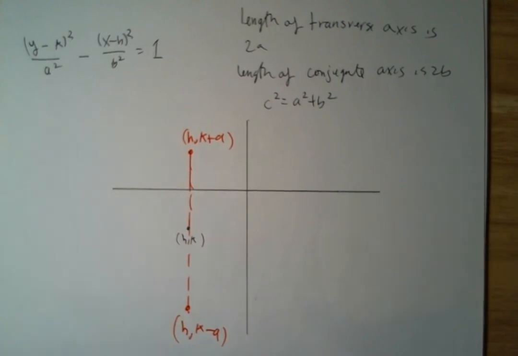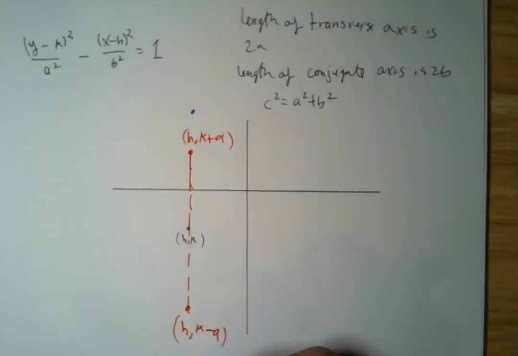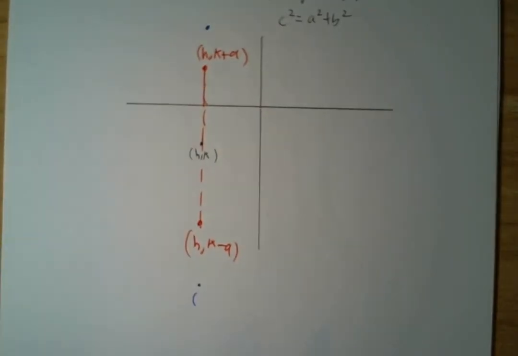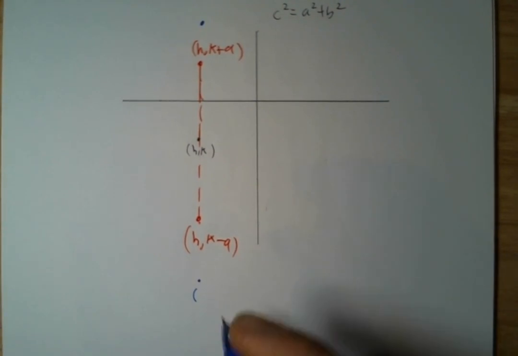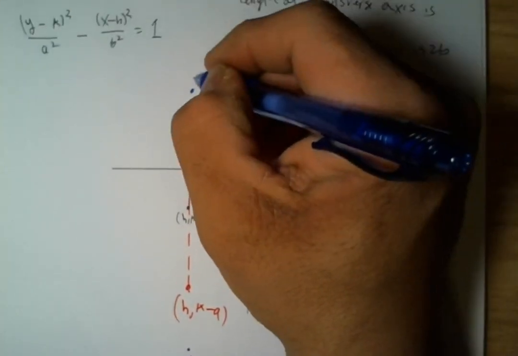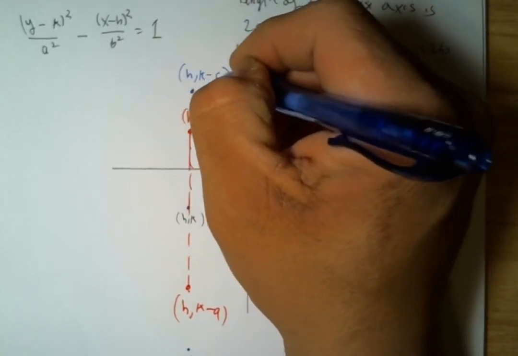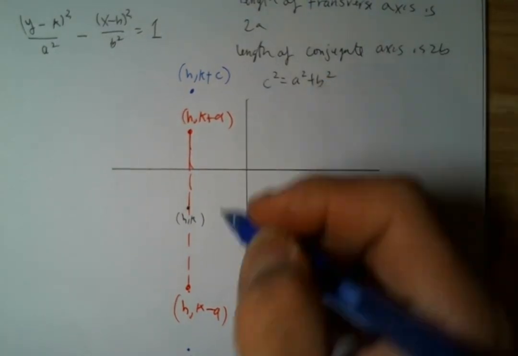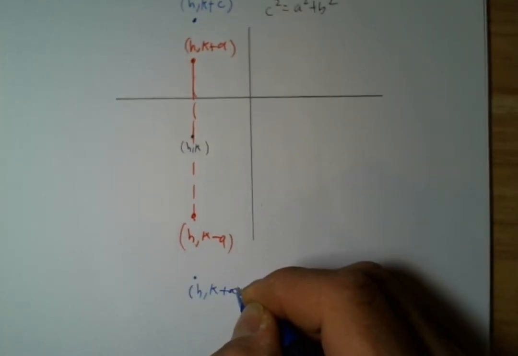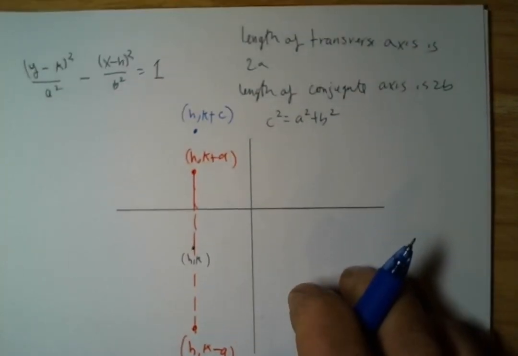The foci: one of the foci would be up here, and the other one here. Similar to before, h remains the same, and the one below is (h, k minus c), and the one above is (h, k plus c). My apologies, I misspoke earlier.